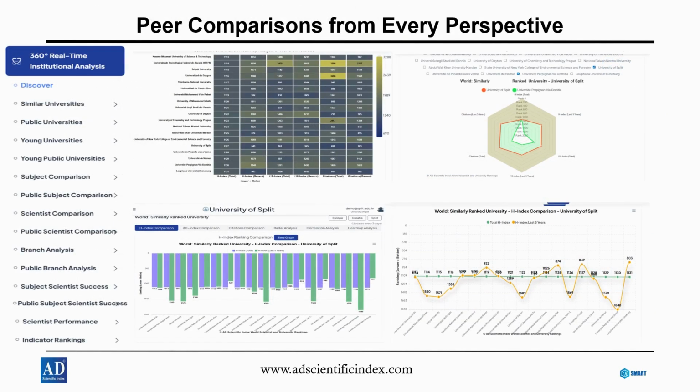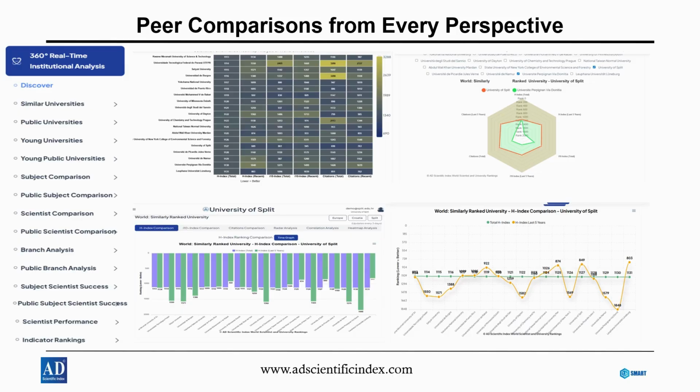Institutions can explore similar universities, public and young universities, subject-level comparisons, scientist performance, branch analysis, and indicator rankings, all through an interactive menu. Visual dashboards, heat maps, radar charts, and ranking graphs allow institutions to compare themselves with peers worldwide. These tools provide deep, data-driven insights into institutional and researcher performance.